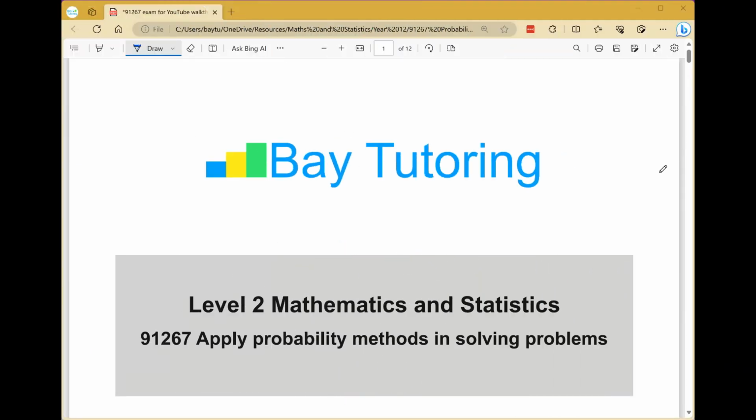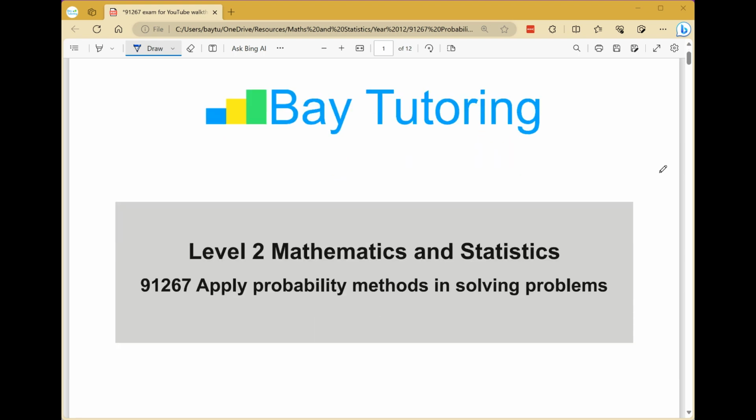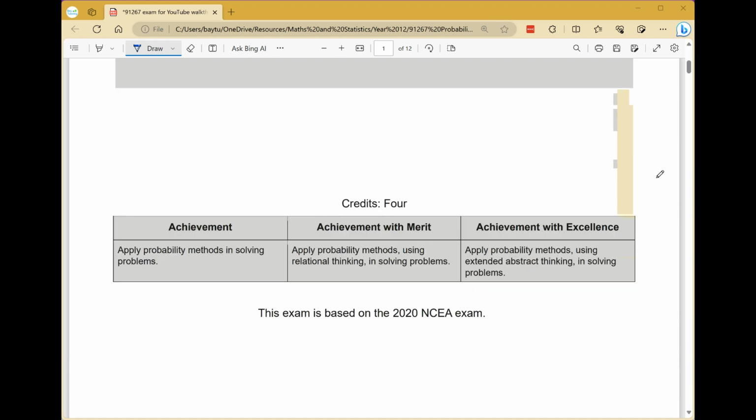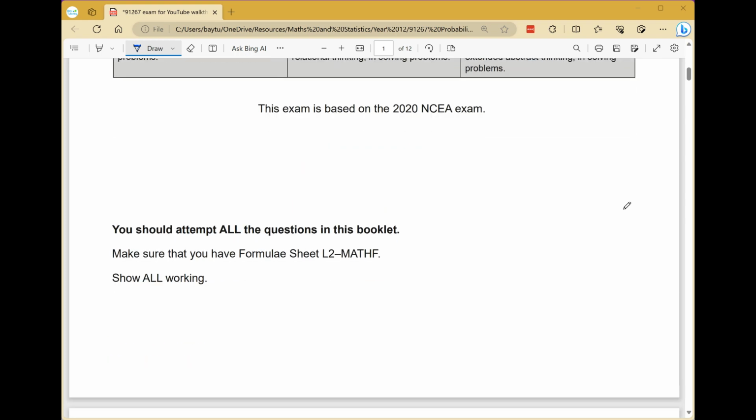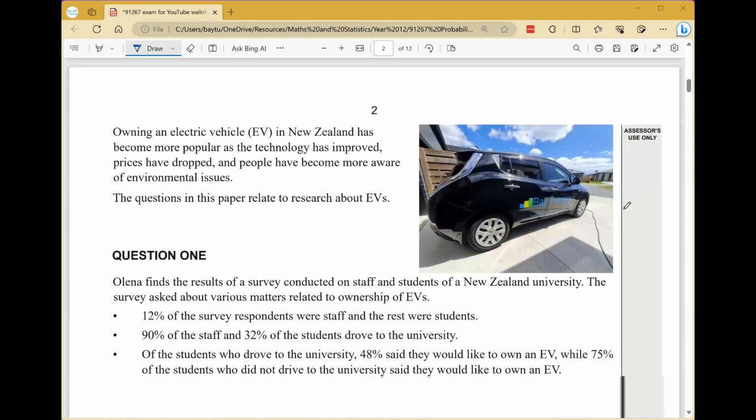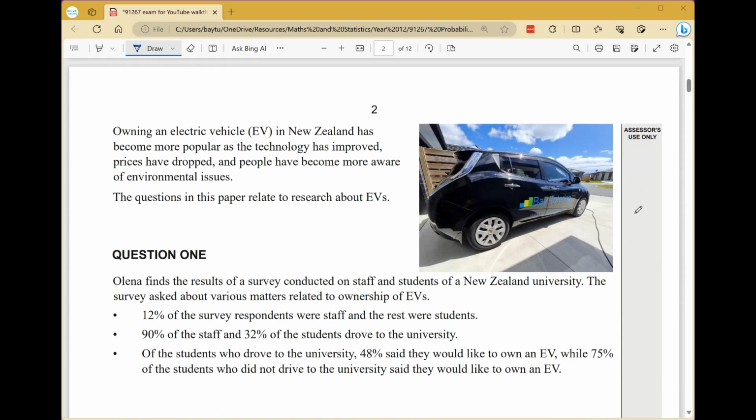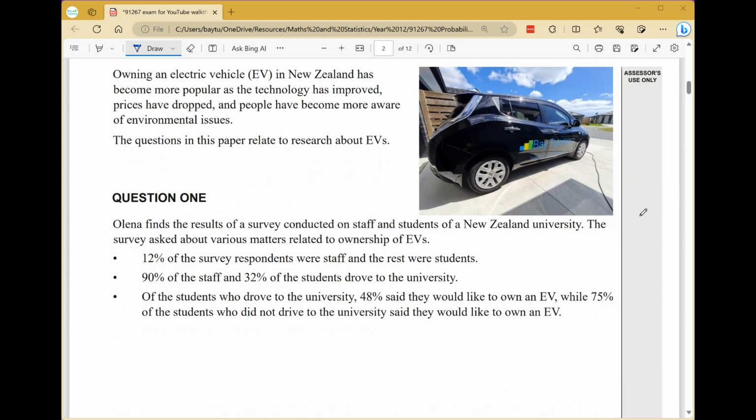Hello and welcome to this video walkthrough of a level 2 probability exam. This is based on the 2020 NCEA exam, but you'll notice that some of the questions are a bit different. The numbers are different too, but hopefully it will give you a good idea of what to expect in the exam and what exam style questions may ask you to do. So as you might expect, we will start with question 1.